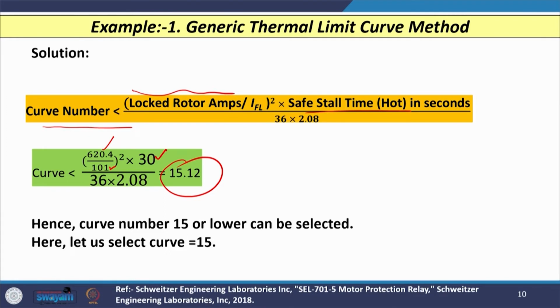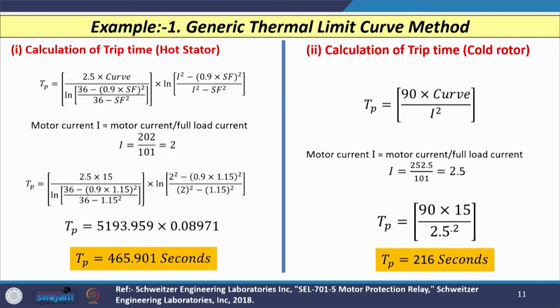Now, the curve number is always an integer, so we can select a curve number of either 15 or any lower value. In this example I have selected curve number 15. Now, let us calculate the trip time when the stator is used and it is in hot condition. We have already seen the equation to calculate the trip time, Tp, which is given by this equation.